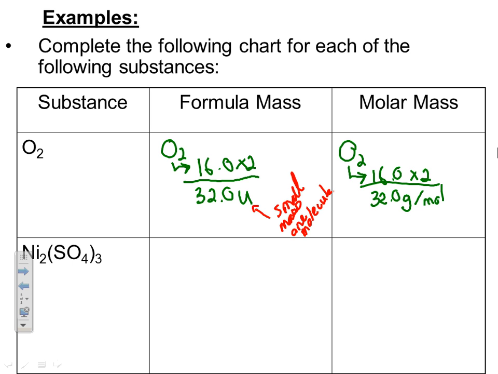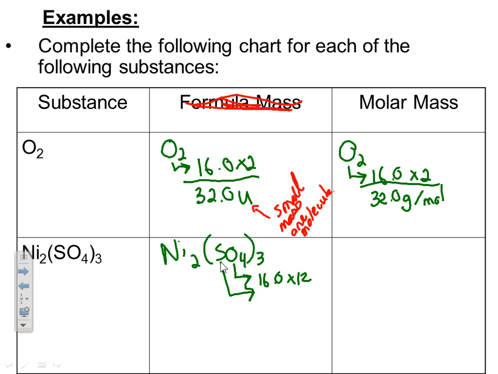We actually will not be using the formula mass anymore because that's not a real useful thing, because we never talk about just 1 molecule. It's more convenient to talk about a mole of molecules. So if I take a look at this nickel 3 sulfate, Ni2(SO4)3, I'm going to have 16. Remember, 3 times 4, I've got to multiply that out. That's 12 of those oxygen atoms.